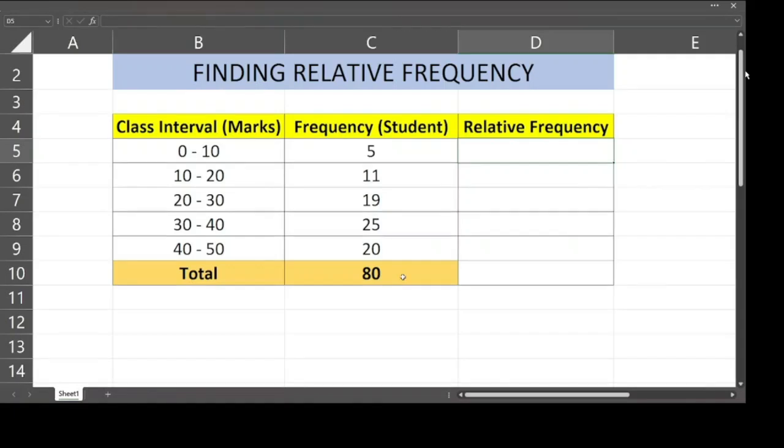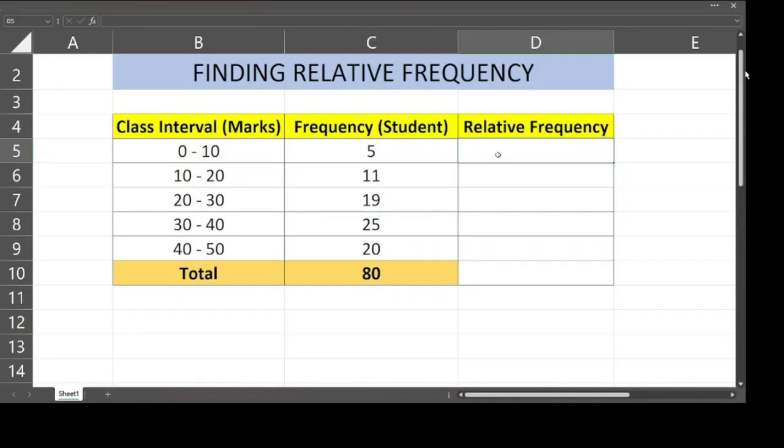Hello everyone. In this video, you will learn how to calculate relative frequency and frequency density of the given frequency distributions. In the first column, you see the class interval which represents the range of marks, and next you see the frequency, which is the number of students whose marks fall within each class interval.